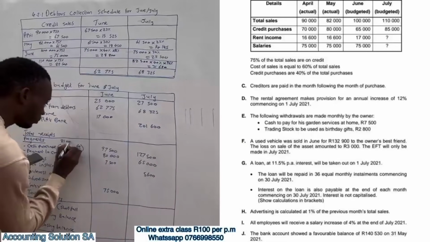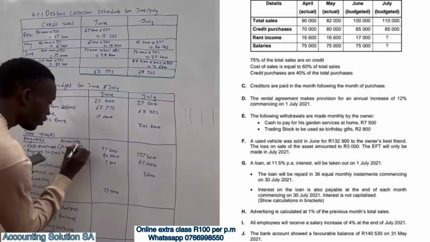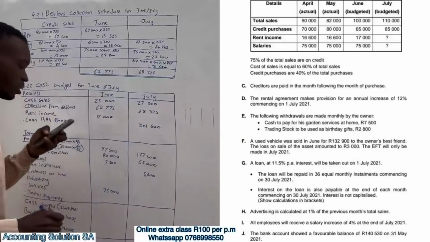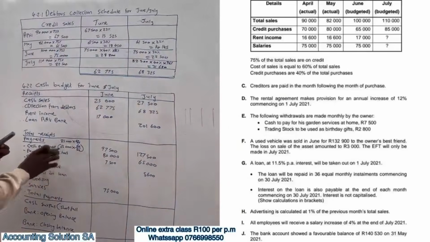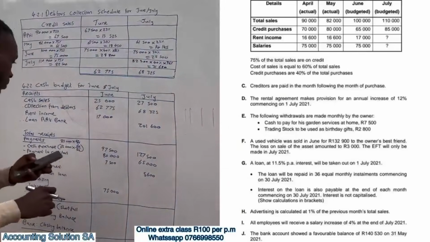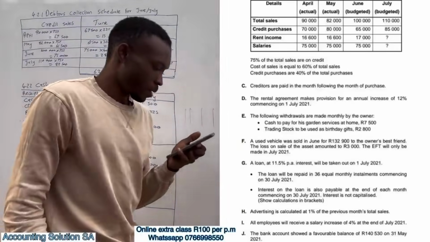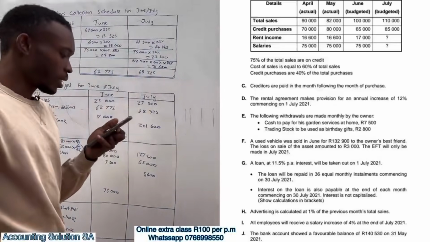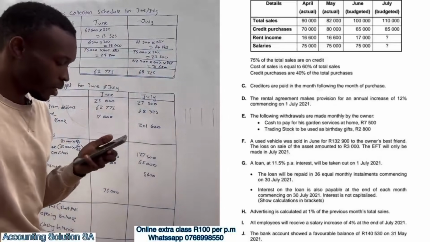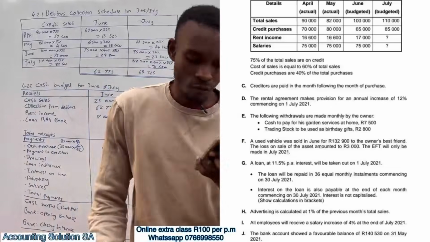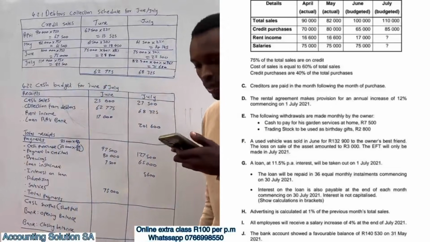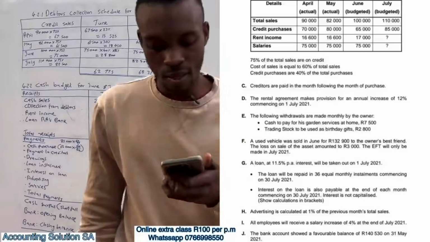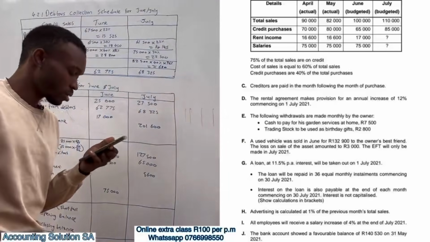85,000 multiplied by 60 over 40. We take a credit purchase, not total sales, because we are dealing with purchases here. Okay, moving to the next one. Number D. The rental agreement makes provision for an annual increase of 12% commencing on 1 July 2021. Okay, the rental is going to increase by 12%.